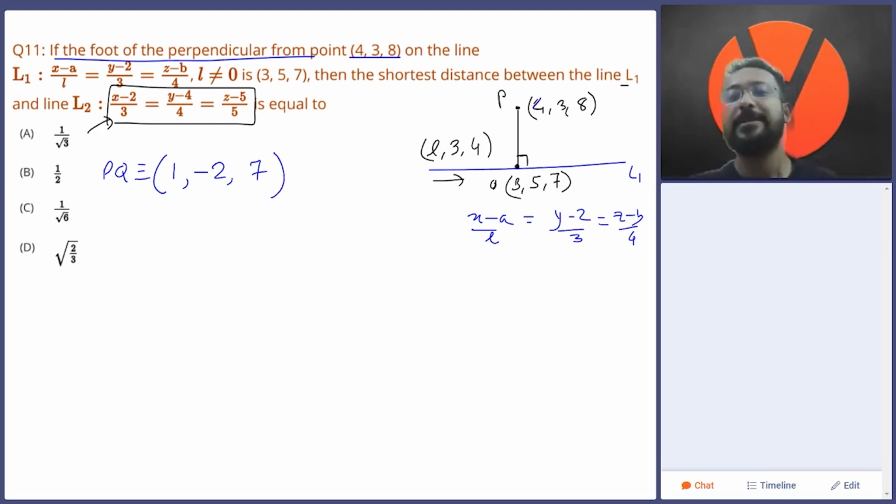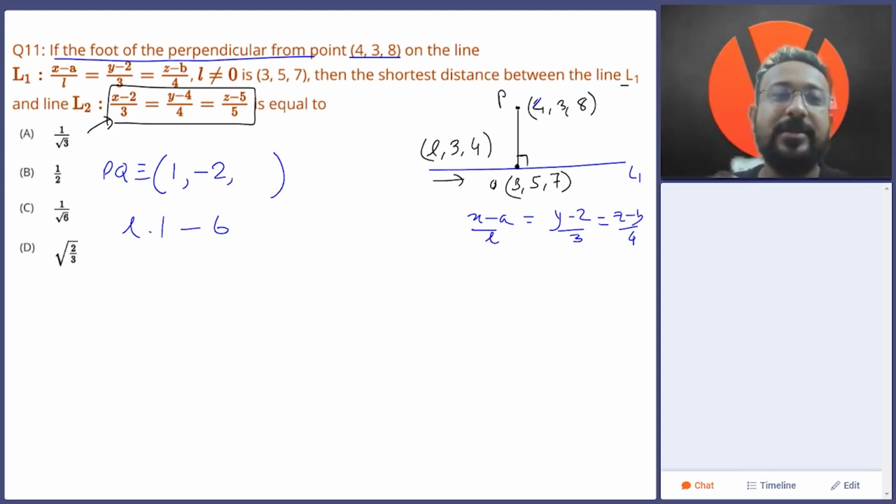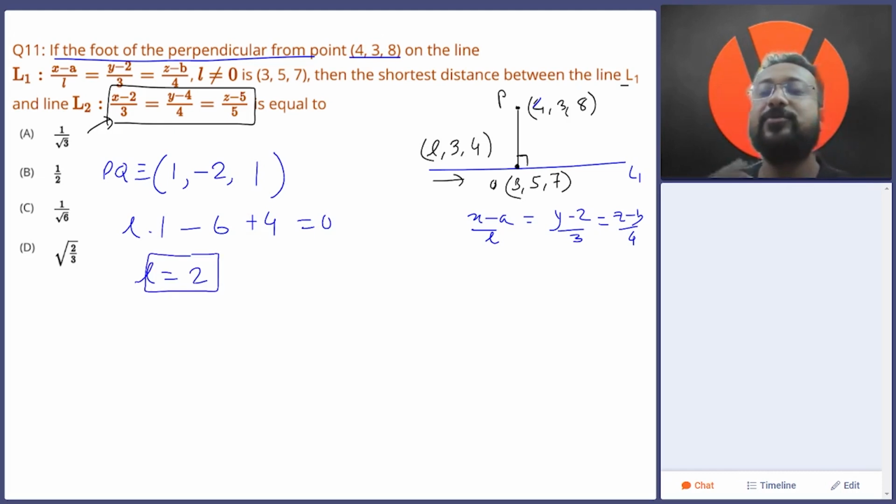PQ we got. Then if we multiply, what will happen? L into 1, minus 2 into 3, that is minus 6. 8 minus 7 is 1. So 1 into 4 is plus 4. Equal to this. So I think L is 2. Once we got L as 2, how can we find out A and B?